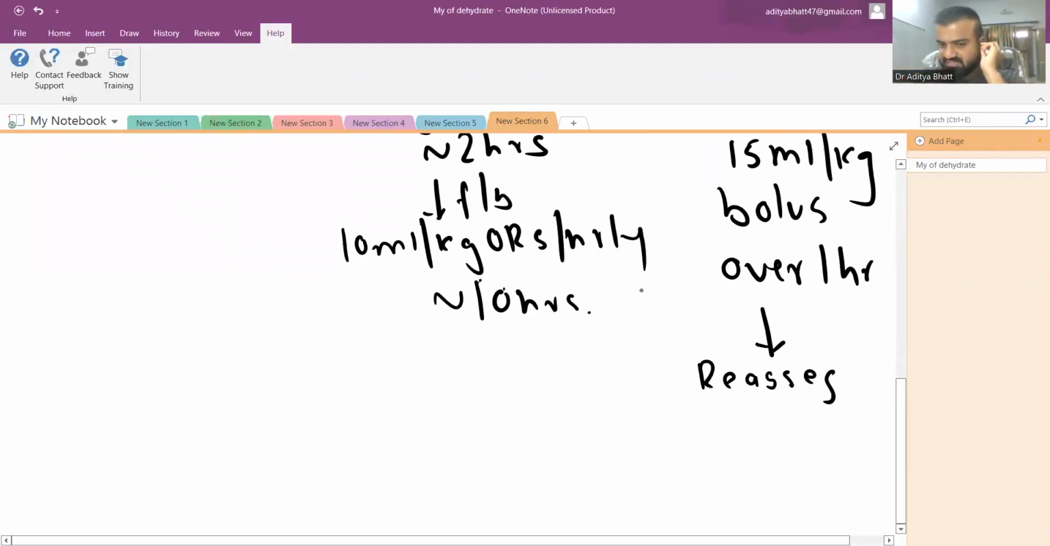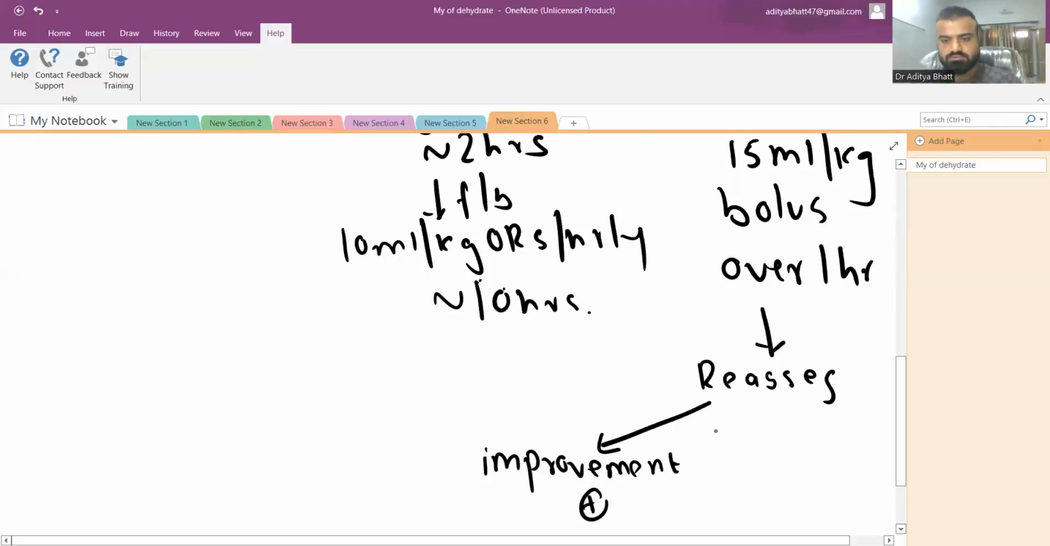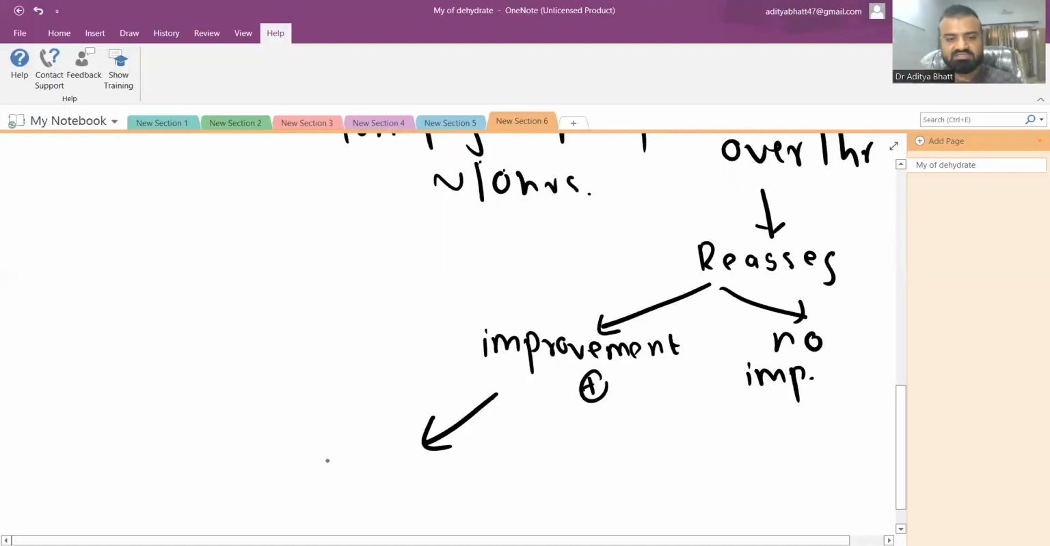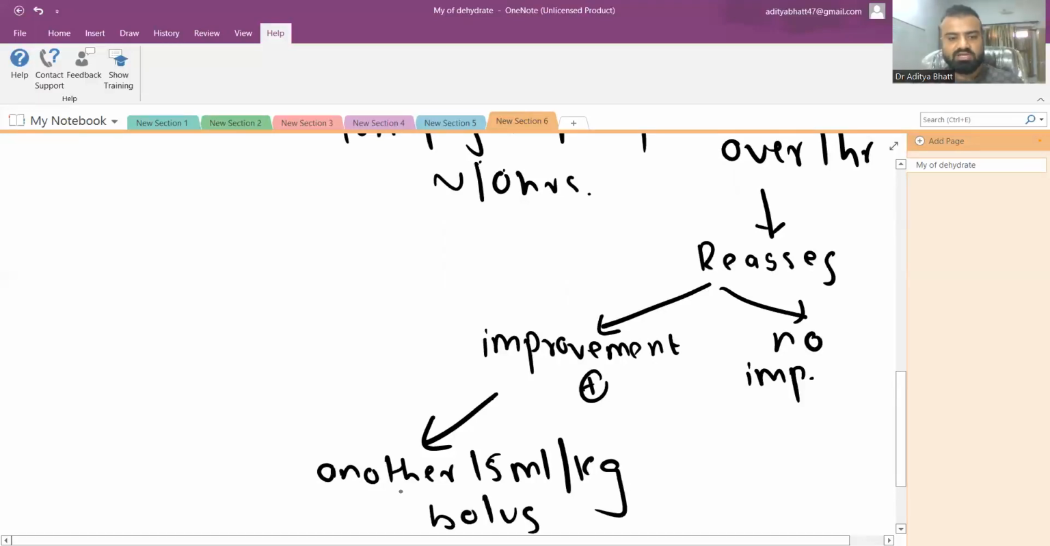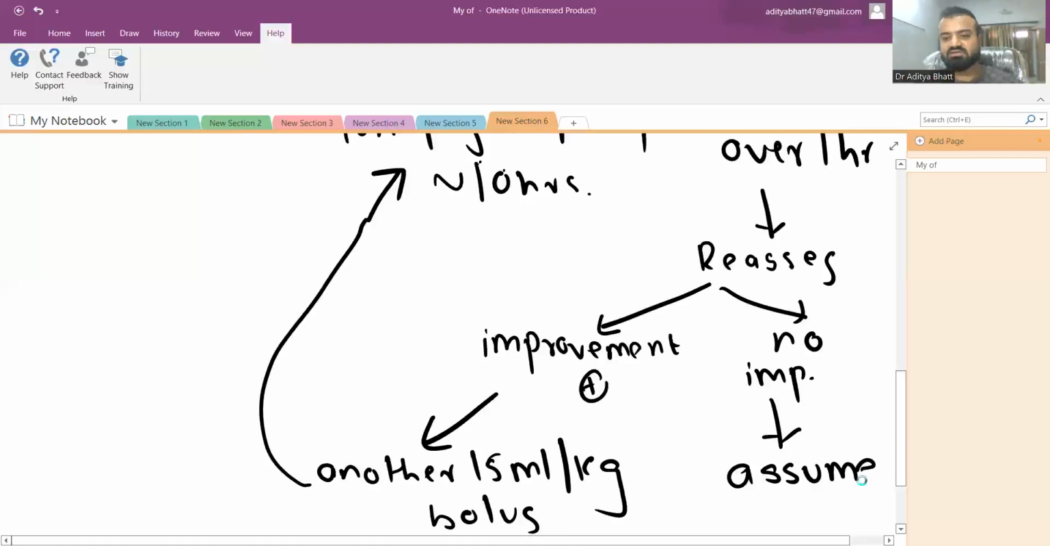Now, when you reassess the child, there is improvement or there is no improvement. Okay, so if the improvement is present, give another 15 ml per kg bolus over 1 hour. Okay, and once that is completed, shift to ORS. And if there is no improvement, assume that the child is in septic shock.